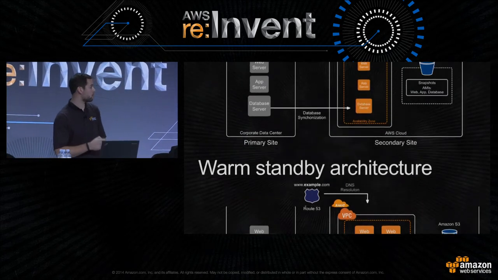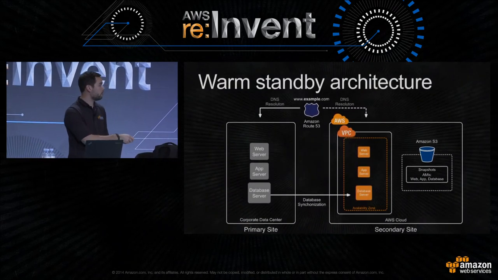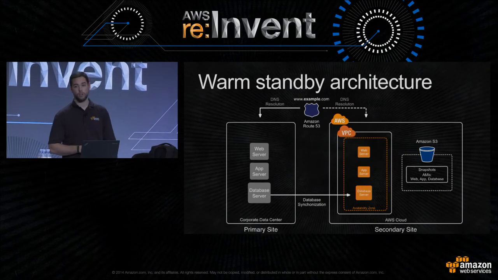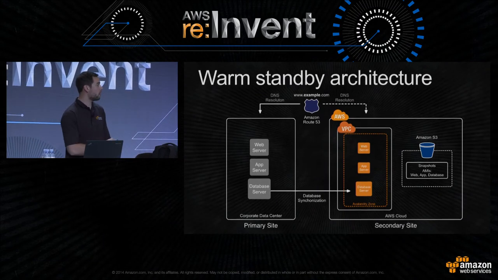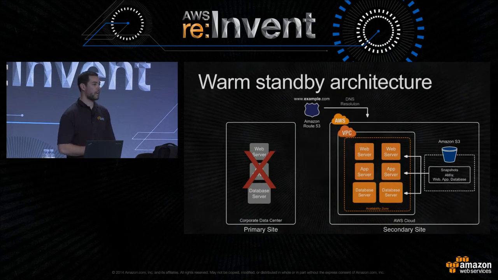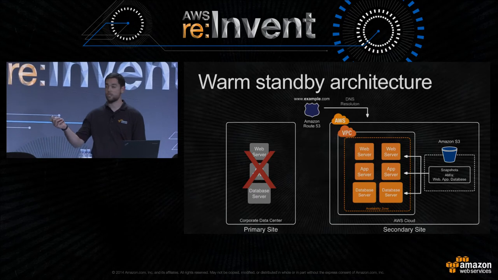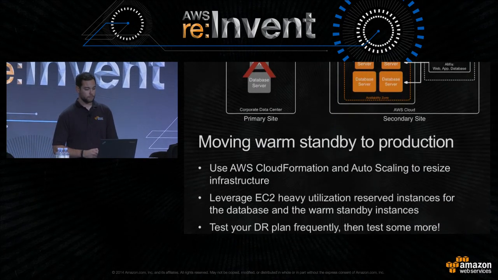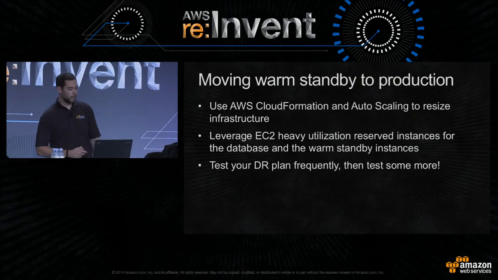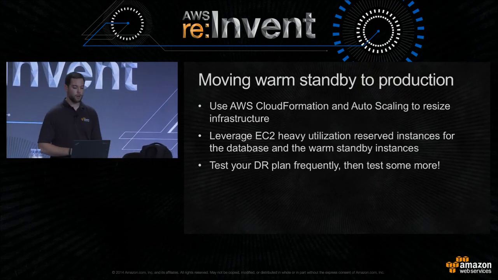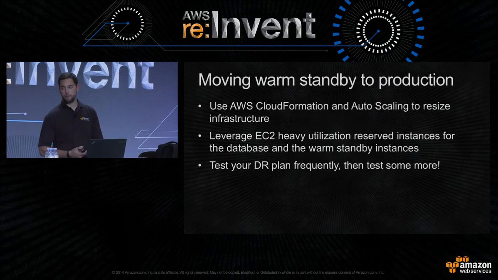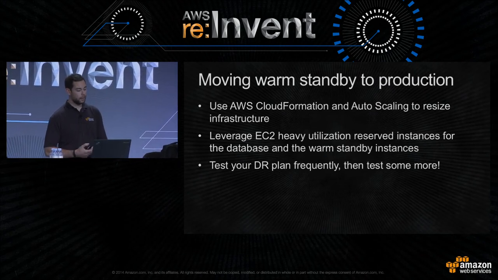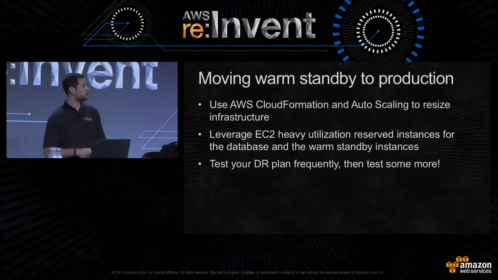In that previous slide, I'm just going to jump back there for a second. You're paying for these servers to run, so maybe use some heavy utilization RIs for those. However, when you are scaled out, this may only be for a day until you can get your primary site back up and running again. Or you may decide to run your secondary site as your primary site now. That's a possibility too. Okay, all right, so moving warm standby to production, we kind of covered that: using CloudFormation and auto-scaling, leveraging heavy utilization RIs again, and testing your DR strategy.